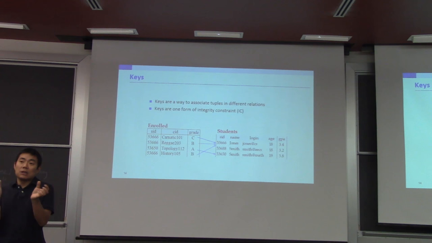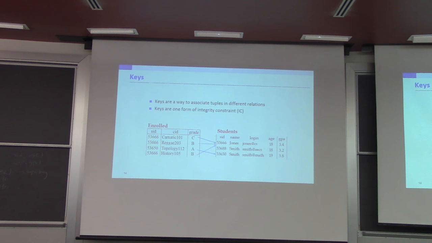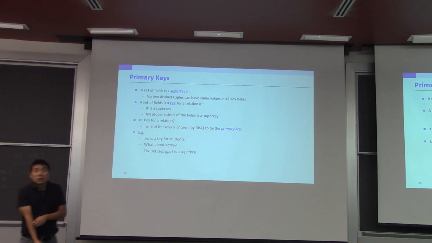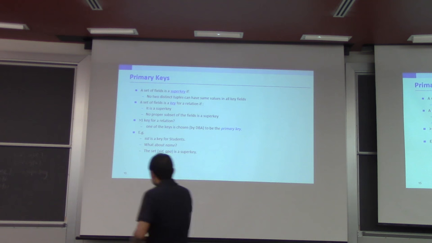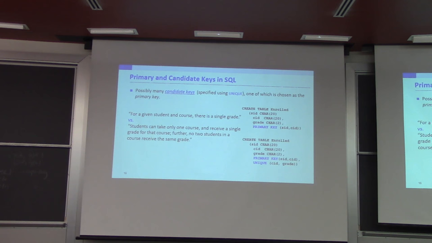Okay? So when you have more than one key, what happens? Well, you choose one of the keys as your primary key, and the rest of the keys must be keys, not super keys. So here is an example of how you express that in SQL. Use the keywords primary key and unique to specify the primary key and candidate keys.